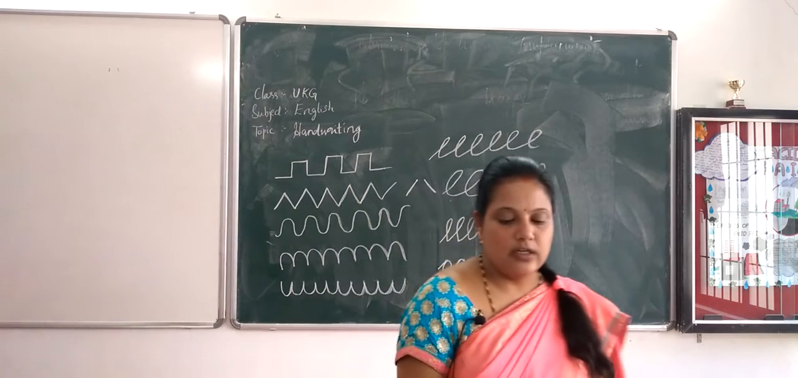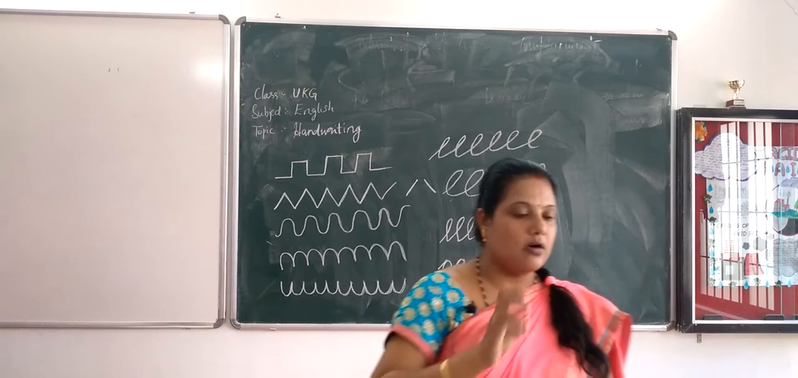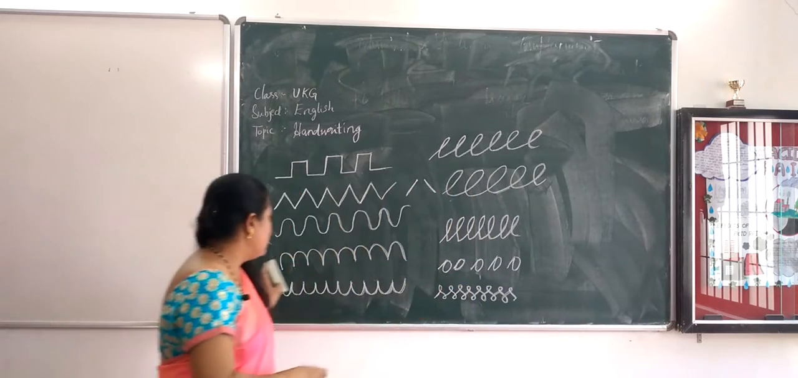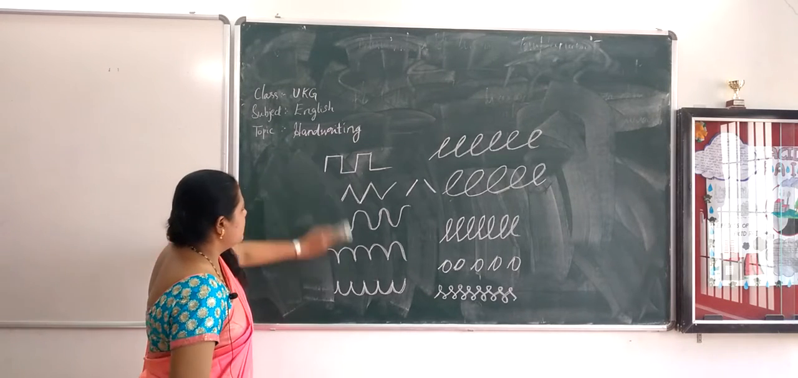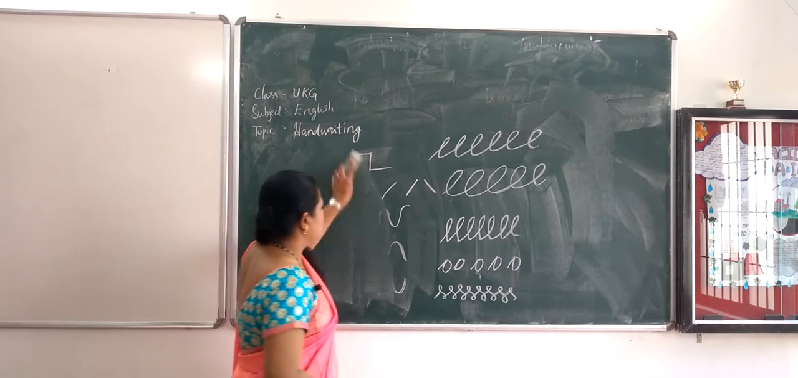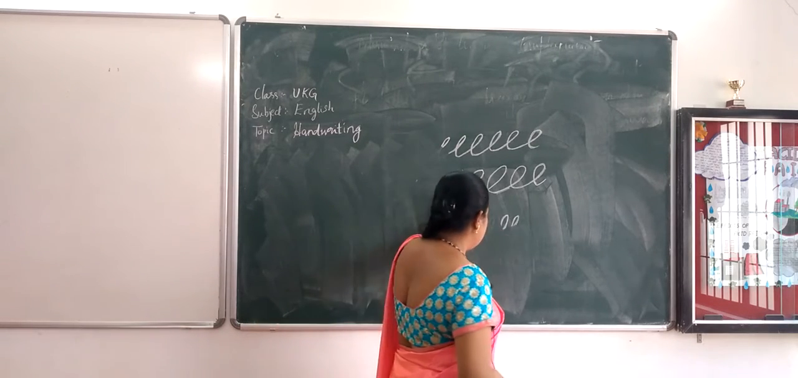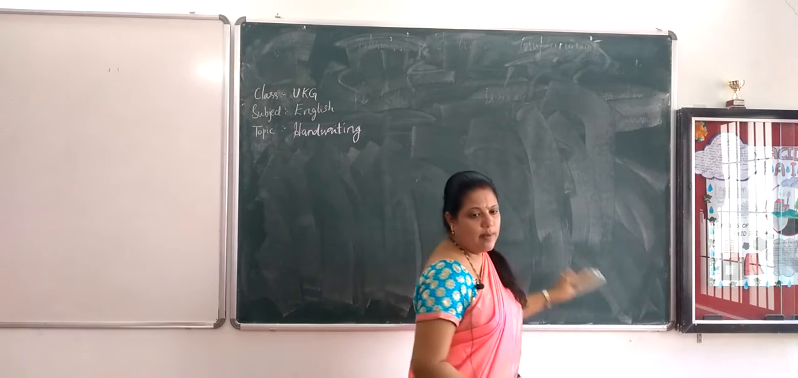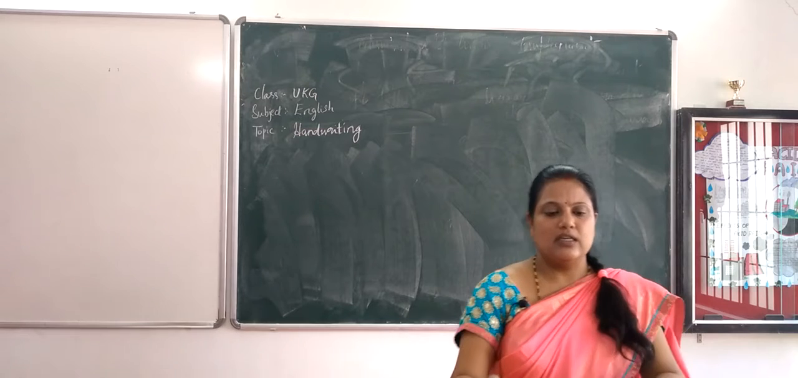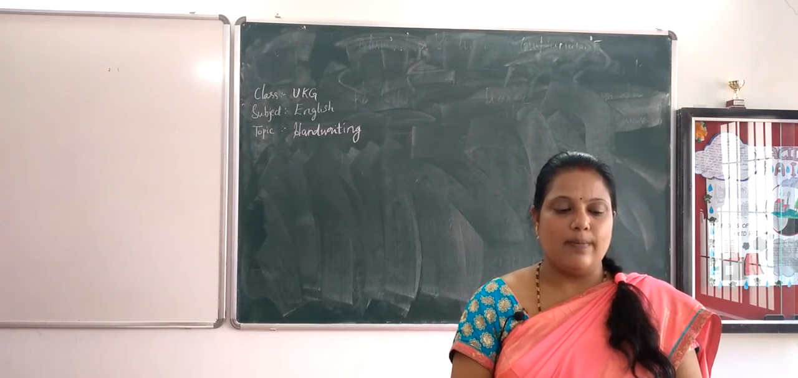Okay, children. So you have learned certain patterns of the alphabets. Now I am going to teach you how to write the cursive letters. Children, do you have the copybook with you? Yes. If you don't have, you need to buy a four lines copybook.